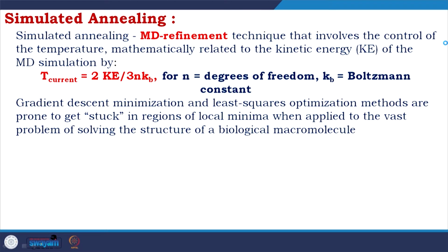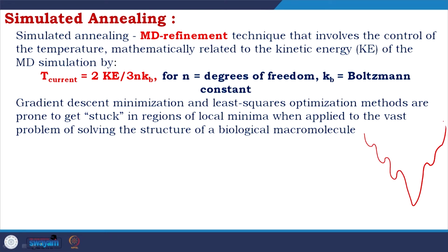Gradient descent minimization and least square optimization methods are prone to get stuck in regions of local minima when applied to the first problem of solving the structure of a biological macromolecule. Do you understand? Let me talk about this. Suppose we are talking about a protein.